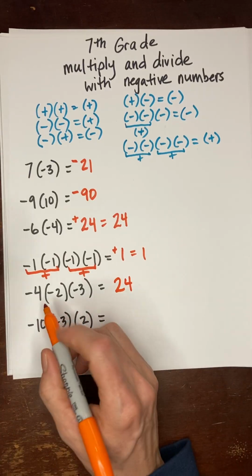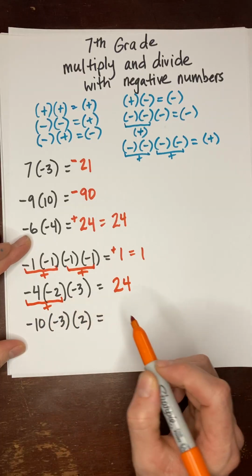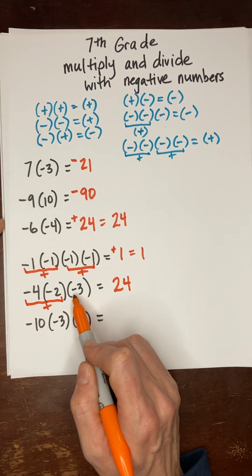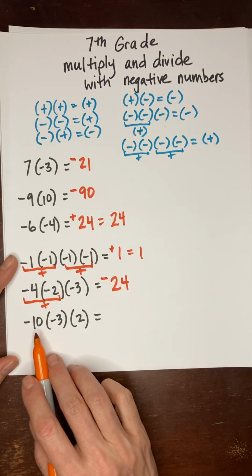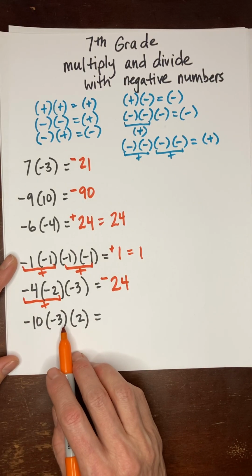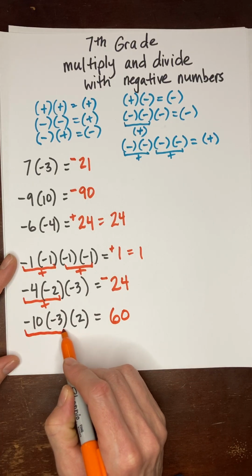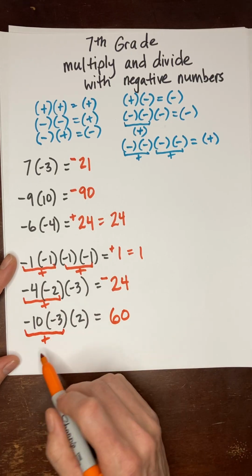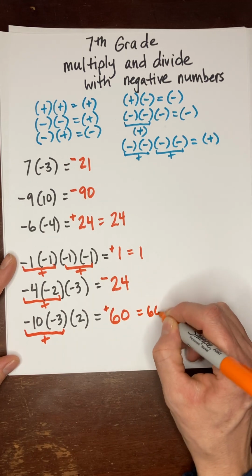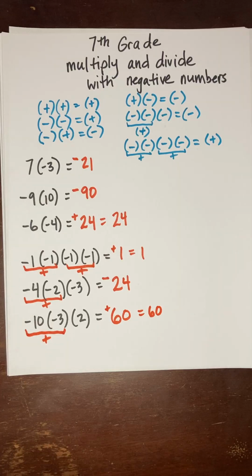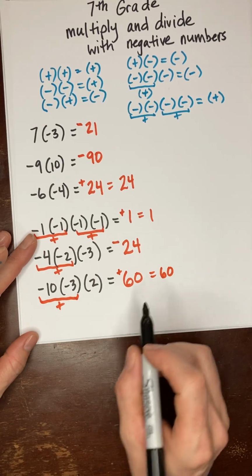Now let's work out the sign. A negative times a negative is going to give me a positive. A positive times a negative is going to give me a negative. This last one here, 10 times 3 is 30. 30 times 2 is 60. I've got a negative times a negative, which is going to be a positive, and a positive times a positive, which is going to give me a positive. An important thing to note is even if these minuses were not next to each other, I would still get the same answer.